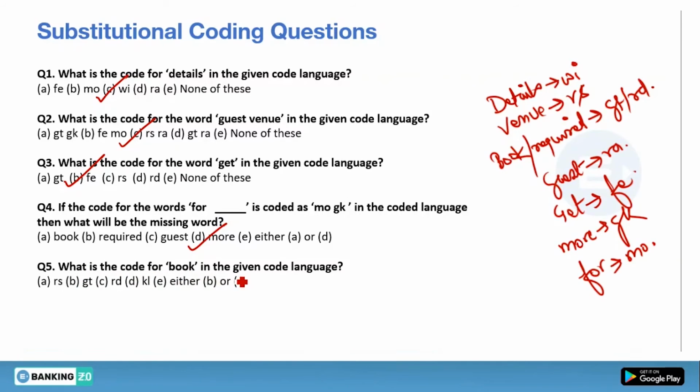What is the code for book in the given code language? See, the book code can be GT and RD. Okay, so GT is also there and RD is also there. So either B or C. Option number E is correct. I hope you got how to solve these kinds of questions in examinations quickly.